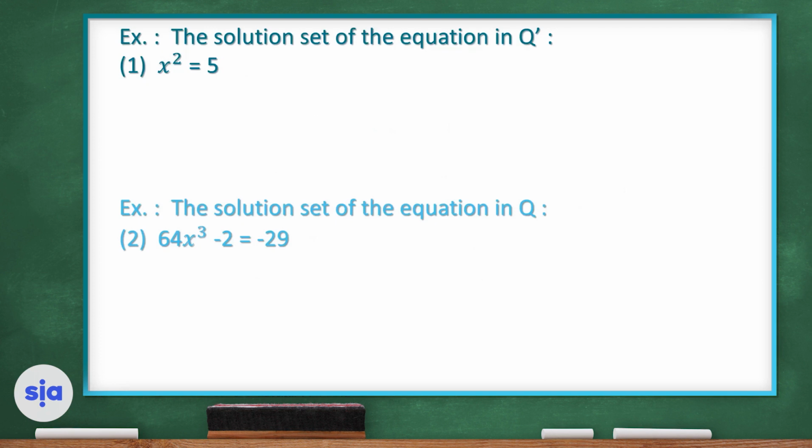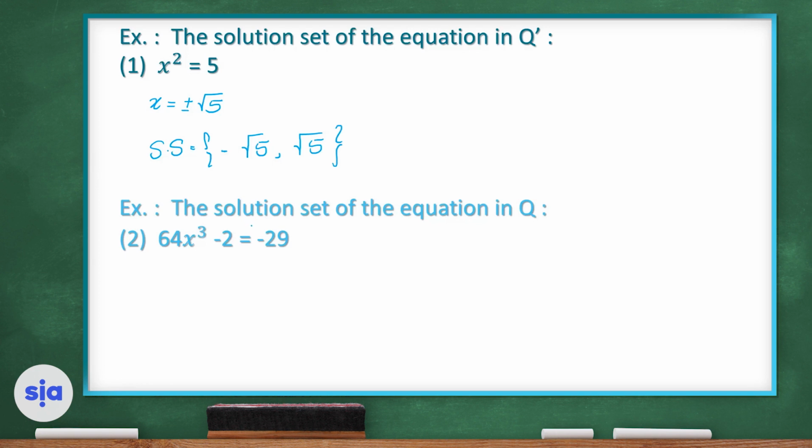Another exercise. The question is asking us to find the solution set of the equation in irrational numbers. X squared equals 5. How are we going to solve this? So x equals positive or negative square root of 5. So this means that the solution set is negative square root of 5 and positive square root of 5.